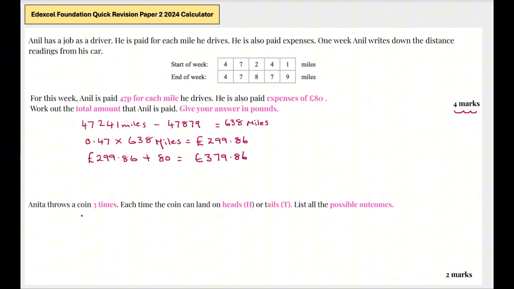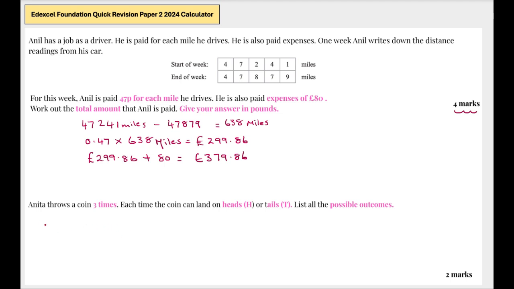Anita throws a coin 3 times. Each time the coin can land on heads or tails. List all the possible outcomes. So he's saying, if you keep flipping the coin 3 times, what's the possible outcomes that you could get?